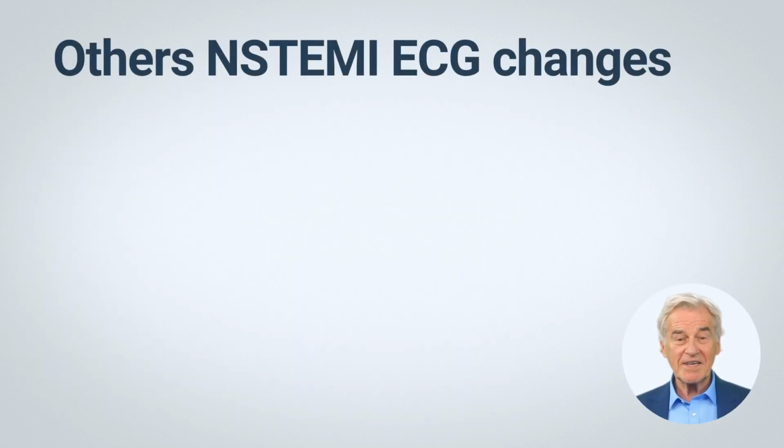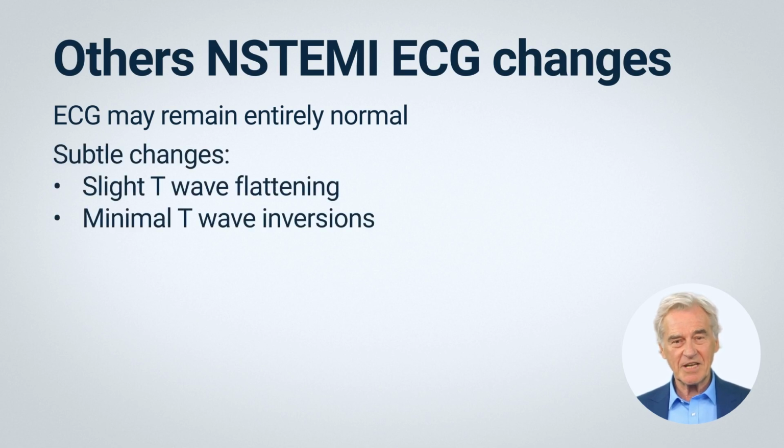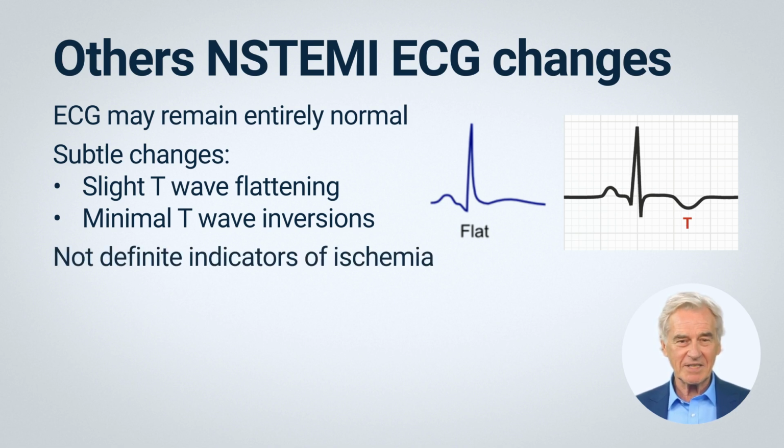In some cases of non-STEMI, the ECG may remain entirely normal during episodes of ischemia. In others, the STT complex may display only subtle changes, such as slight T-wave flattening or minimal T-wave inversions, which are nonspecific ST changes. Nonspecific STT changes may be abnormal, but they are not definite indicators of ischemia. They may be a sign of ischemic heart disease, but they may also be caused by many other conditions, including drug effects, hyperventilation, and electrolyte abnormalities.